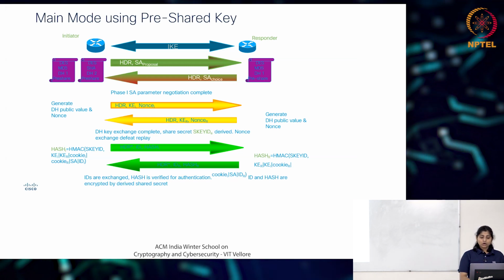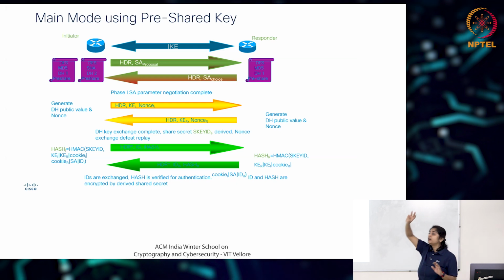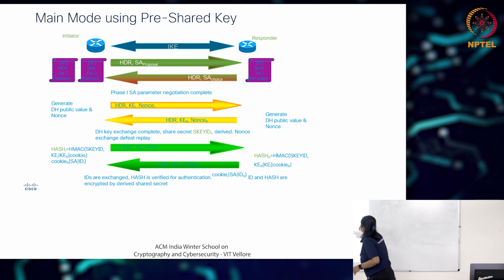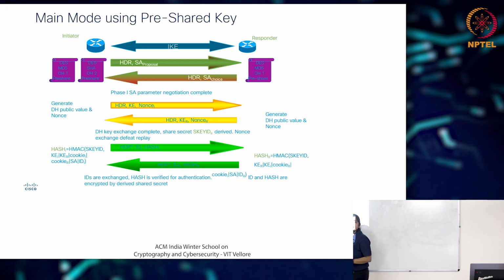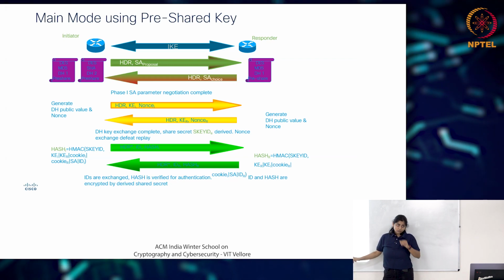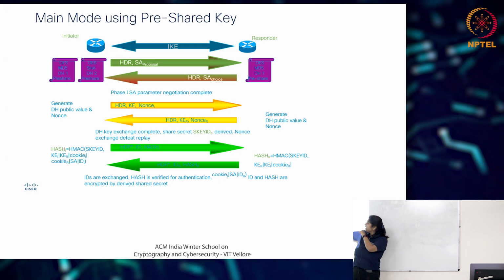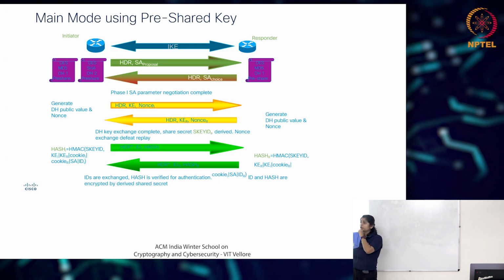Okay, so now they are just exchanging in the 3rd and 4th packet. This is MM1, MM2, MM3, MM4, MM5, MM6. Okay, MM3, did this guy receive any acknowledgement?